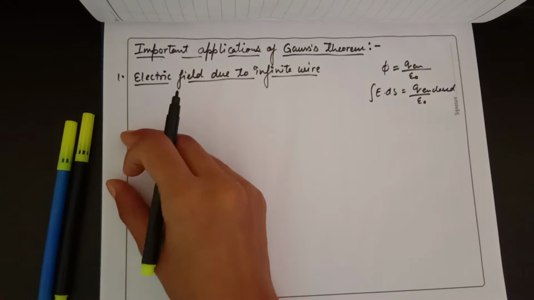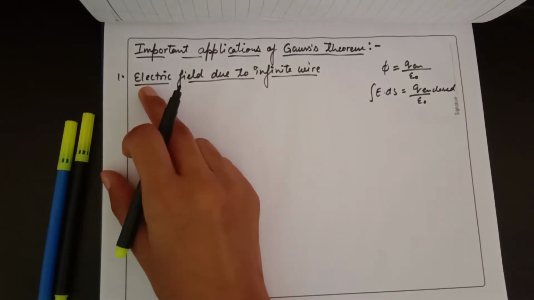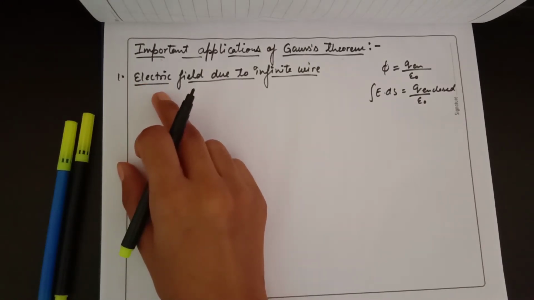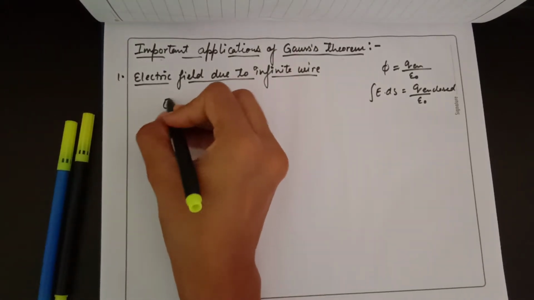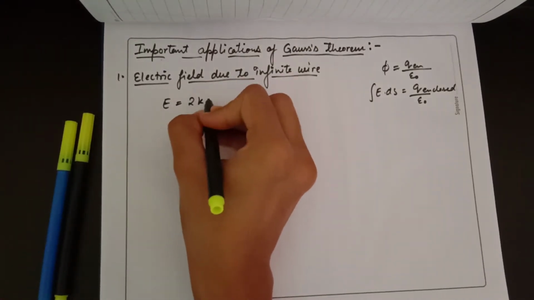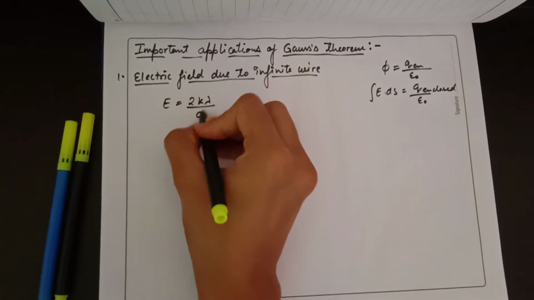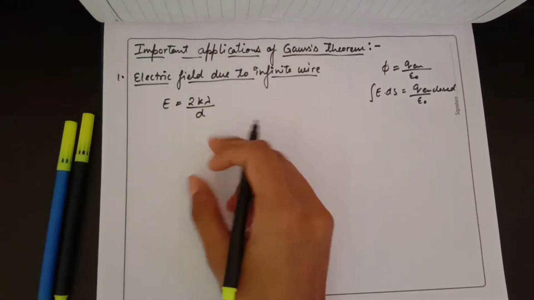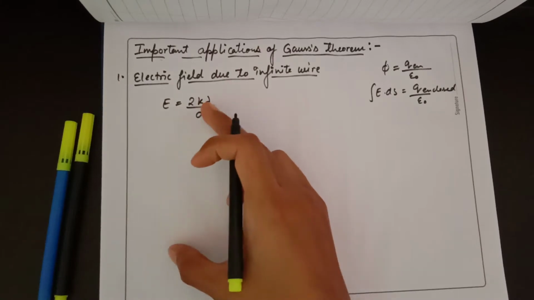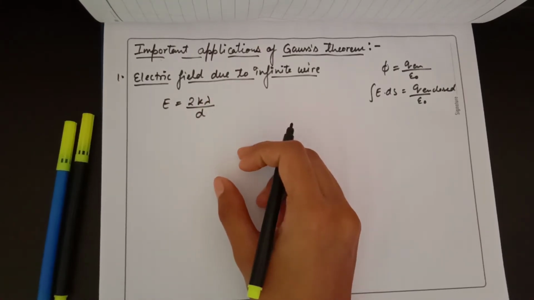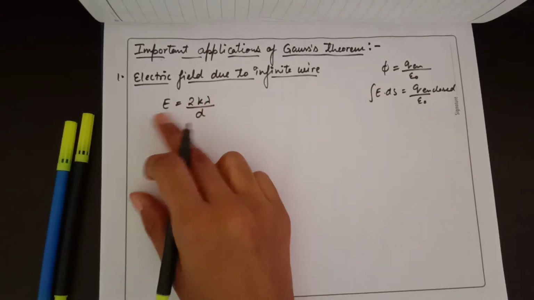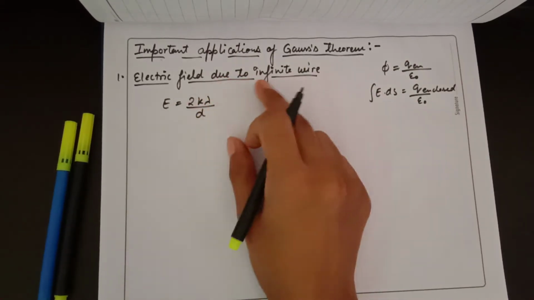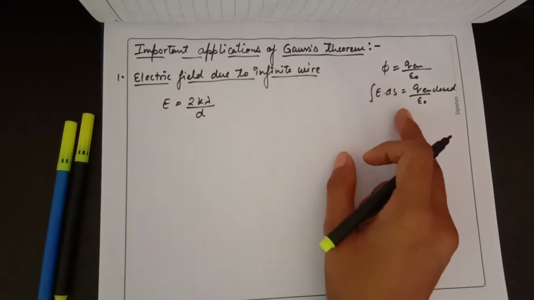As you know, when we studied linear charge distribution, we already calculated the electric field due to an infinite wire, and it comes out to be E equals 2k lambda divided by d, where lambda is the linear charge density and d is the distance where we want to calculate the net electric field. So here we will calculate the electric field E due to an infinite wire with the help of Gauss's theorem.